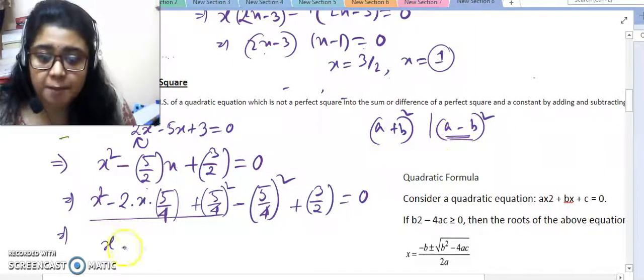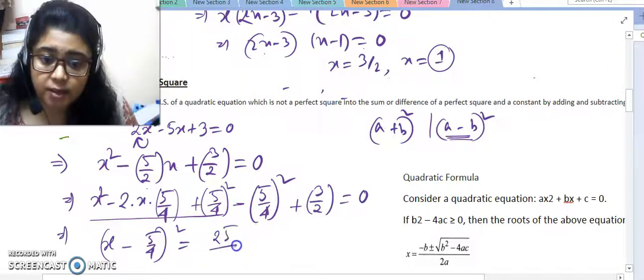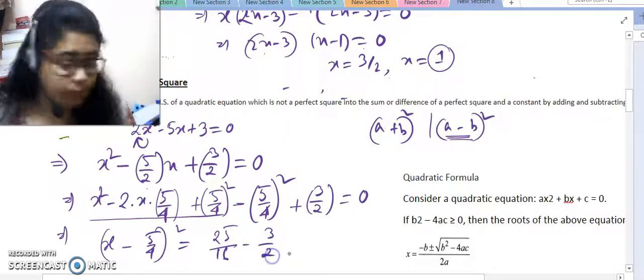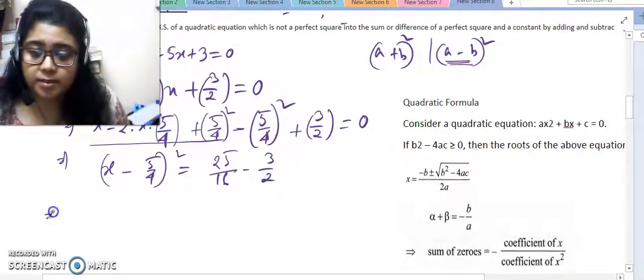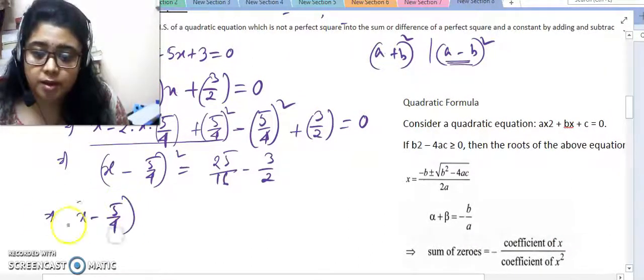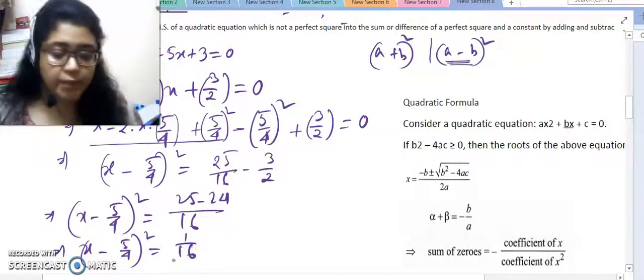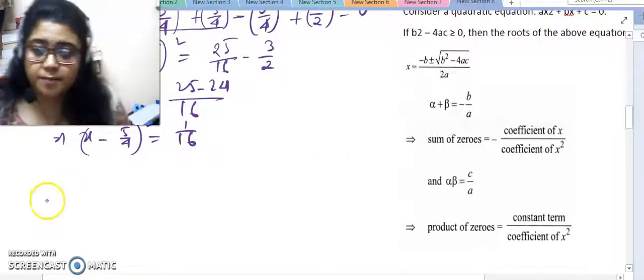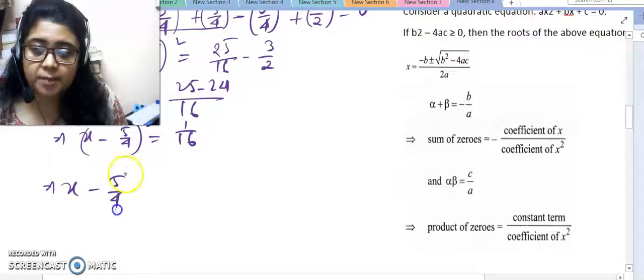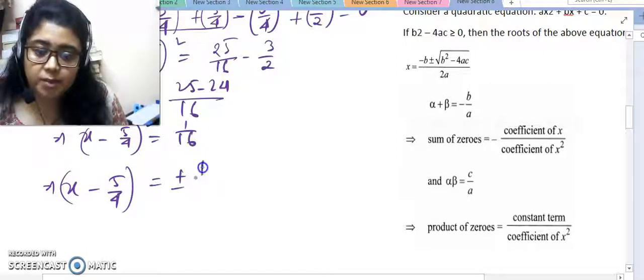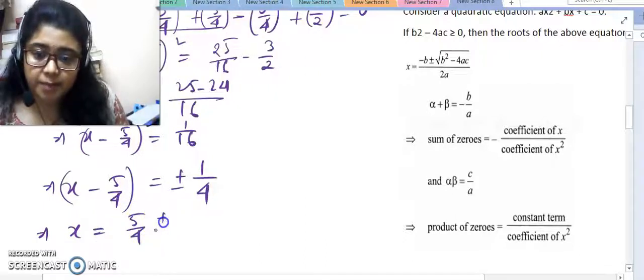So (x minus 5 by 4) whole square is equal to, just take it to the right hand side, 25 by 16 minus 3 by 2, right? Okay, now further you just simply calculate it. 5 by 4 whole square is 25 by 16. Here 25 minus 24. So (x minus 5 by 4) whole square is equal to 1 by 16, right? Okay. Now eliminate the square. How? You will get plus minus, right? Plus minus 1 by 4. So x is equal to 5 by 4 plus minus 1 by 4.